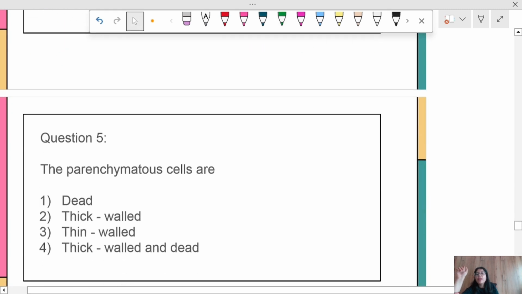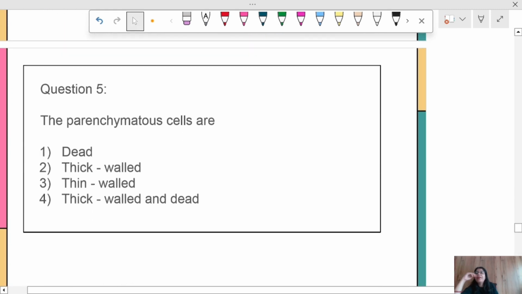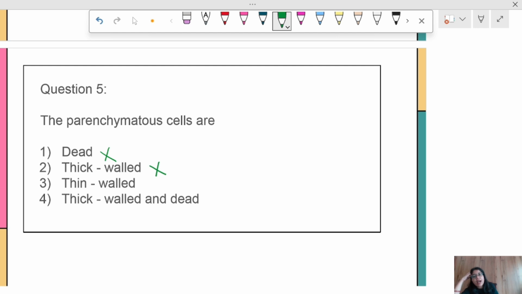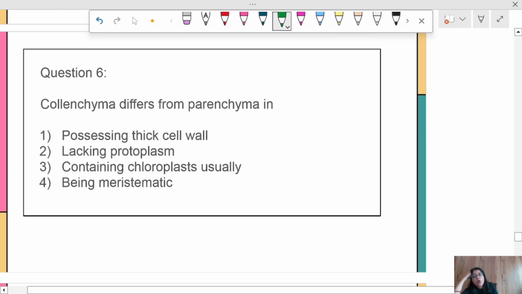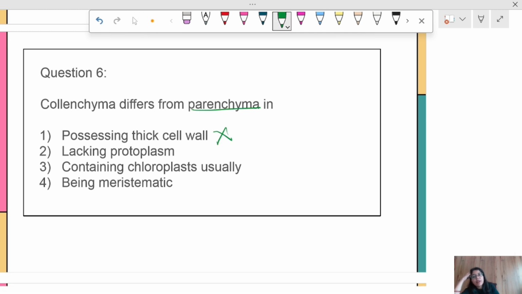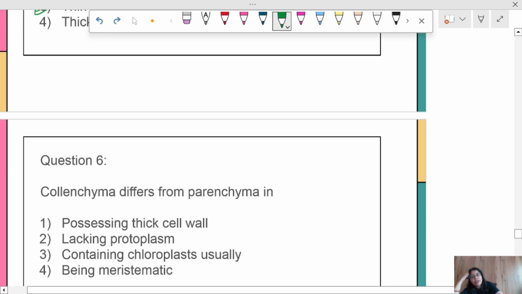Wrong, right? Parenchymatous cells are dead? No. Are they thick-walled? No. Are they thin-walled? Yes. Are they thick-walled and dead? No. Collenchyma differs from parenchyma in what? How is collenchyma different from parenchyma? Do they both have thick walls? No. This is having thin, this is having thick. This can be our answer, right?